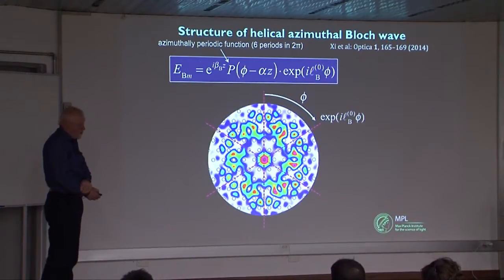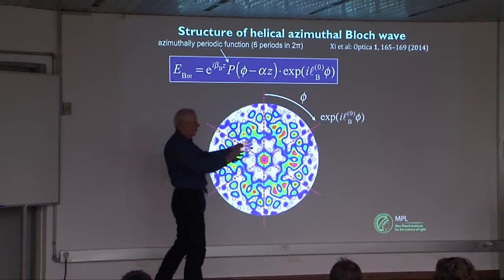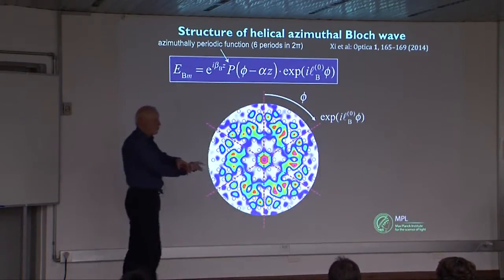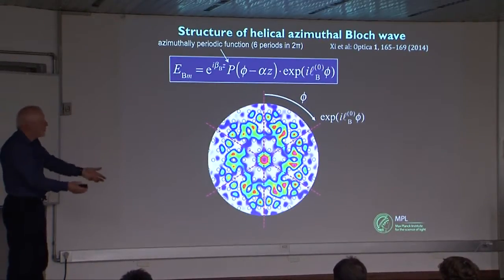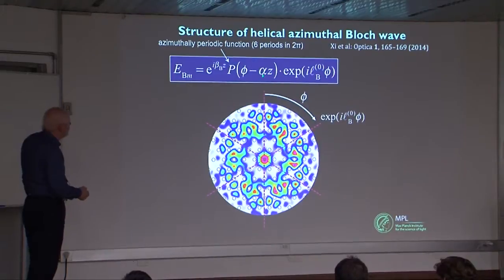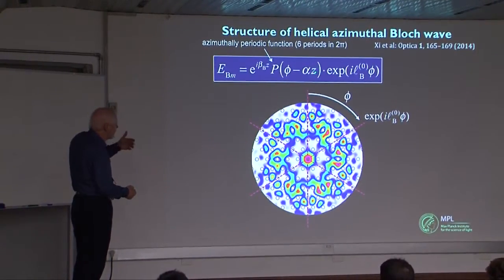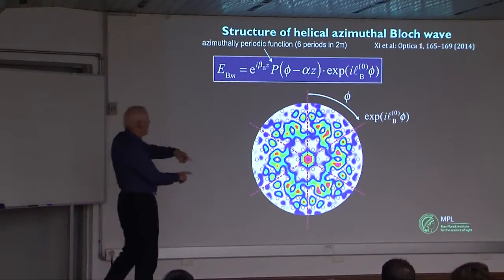But then, of course, it's twisted. And these fields are no longer able to go in a straight line. They're being forced to rotate as they travel. And to get the field to rotate, we have to do a tweak. We have to tweak Bloch's theorem. We have to put in this term, which depends on distance along the axis, z, multiplied by the twist rate, alpha. And that then forces this pattern to twist as it travels.